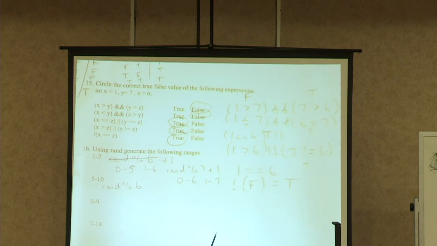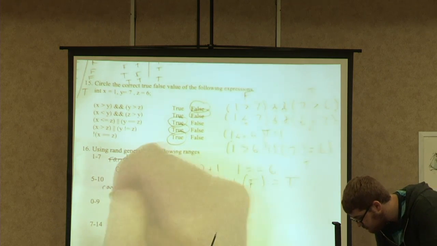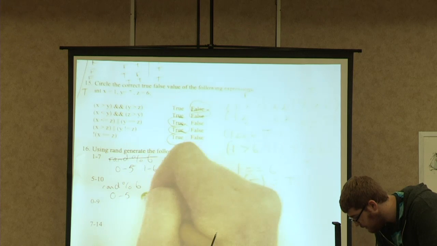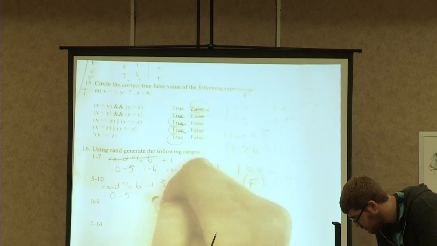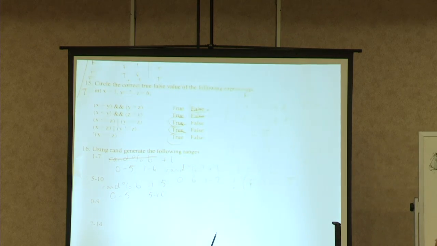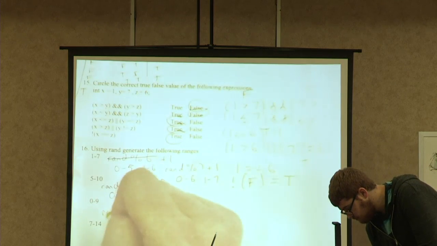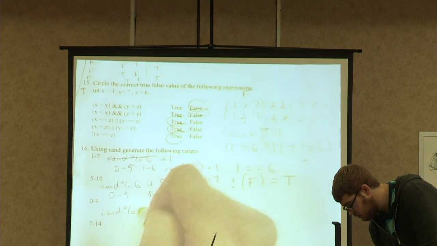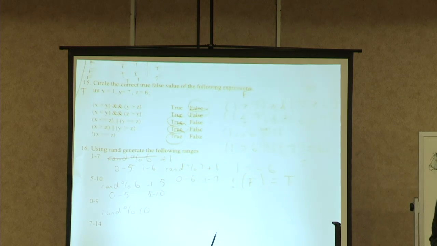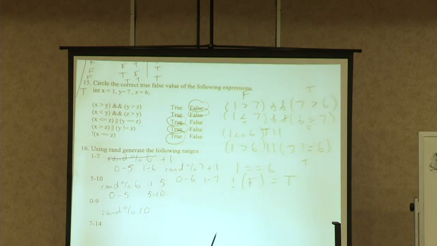So this one was rand mod 6, so that's going to give you 0 to 5, and then plus 5, someone said it, will give you plus 5 on both sides, so that will give you 5 to 10, right? Okay, the next one. Is it rand mod 10? Yep. And then the last one, 7 to 14. What would you do for that? Rand mod 15 plus 7?